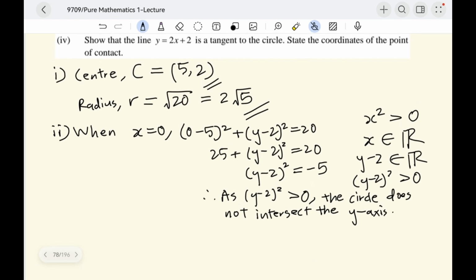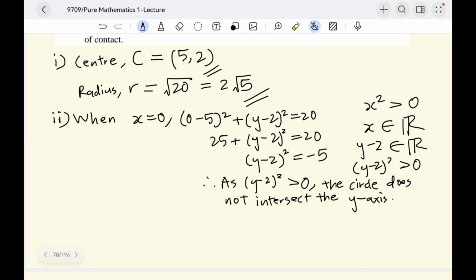Instead, there's an alternative solution that you can do. Some of you will say, okay, just expand this equation and move the 5 to the other side to form a quadratic equation. Then you can use the discriminant to verify that the discriminant is negative, to show that the circle does not intersect the y-axis. Is it acceptable? Yes, of course.